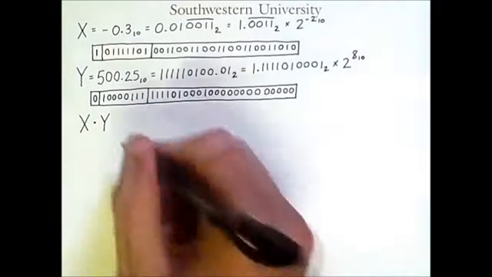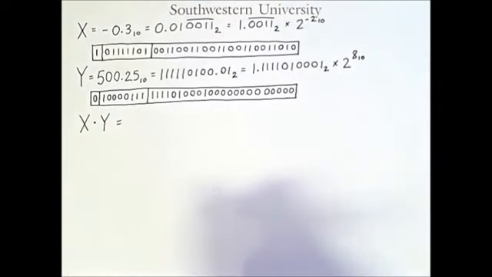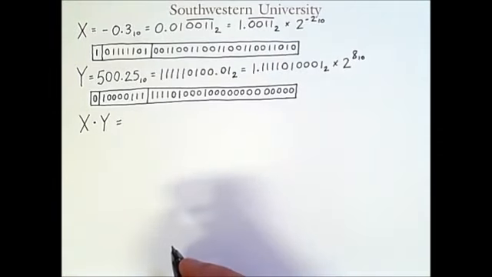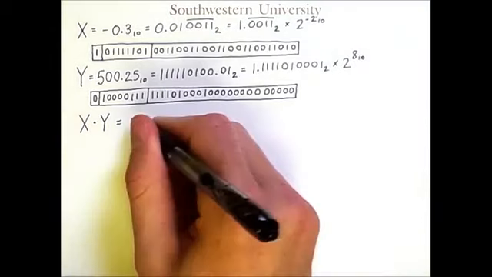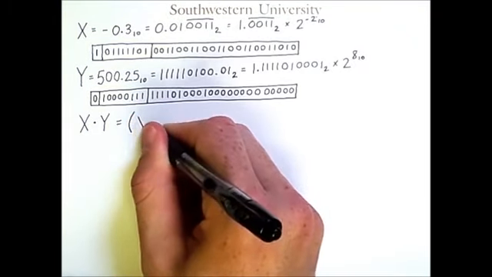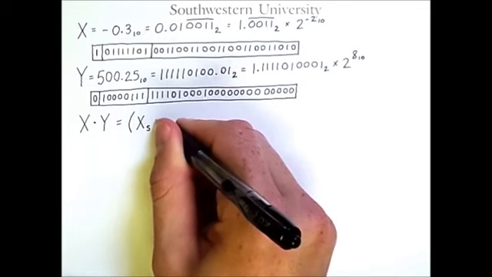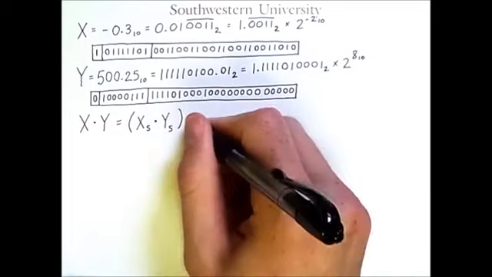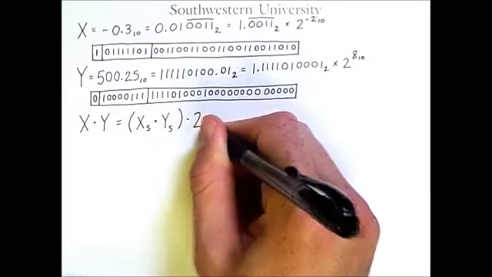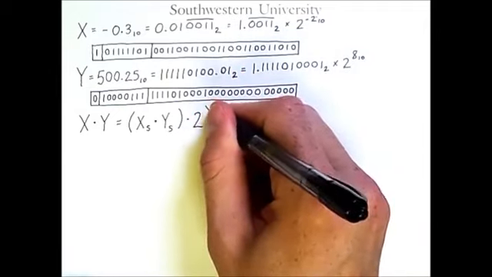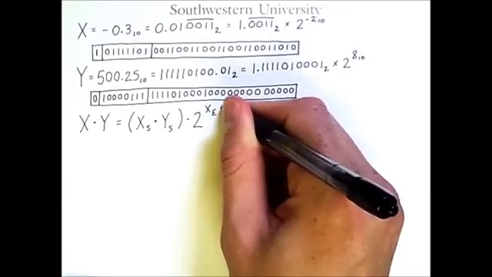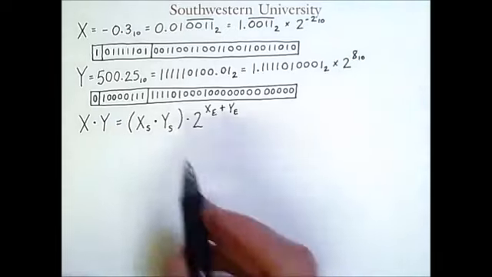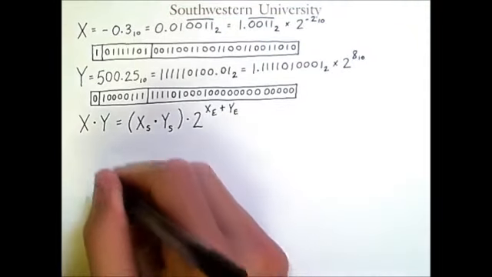But we're going to need some bits and pieces. We want to get the significands and exponents separated out so that we can use the following formula to compute this result. We will multiply the significands and then multiply that by 2 raised to the addition of the exponents. So we need to know what these individual values are. Let's write them out.